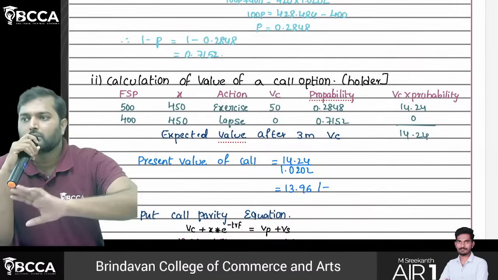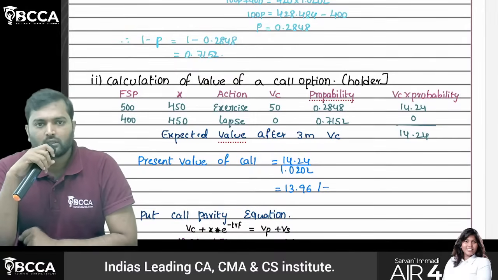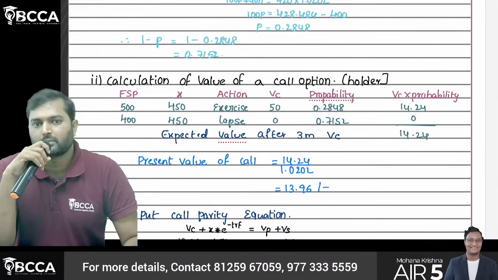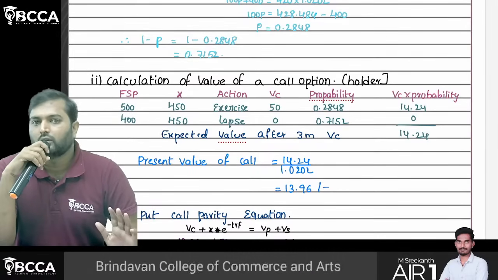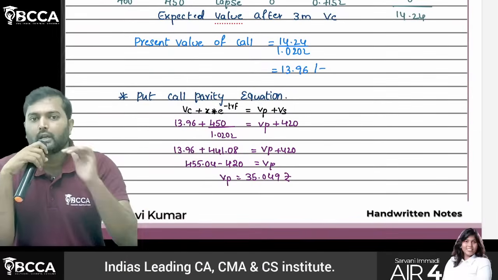Risk neutralization method is simple. There is an alternative method also, but I am not explaining that alternative method. So this is the simple method. We have to find out the probability of upward FSP and the probability of downward FSP. Clear?